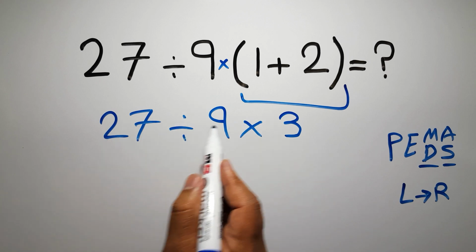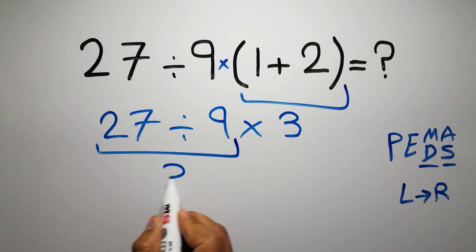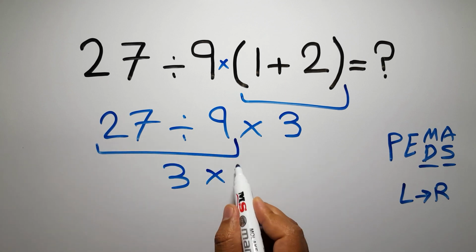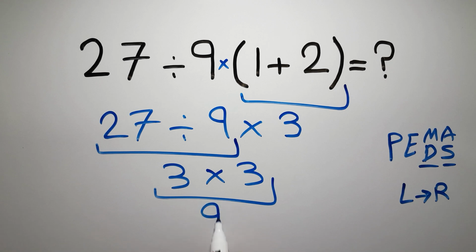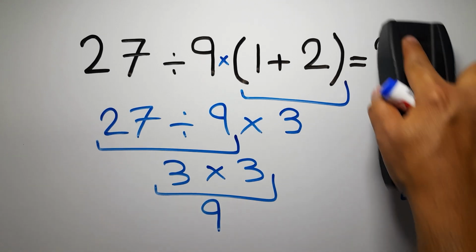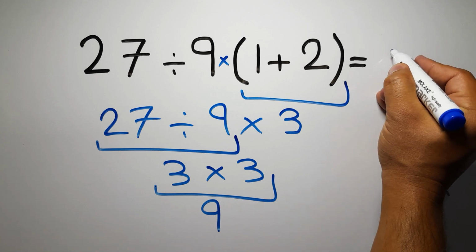Okay, 27 divided by 9 gives us 3. So 3 times 3, which gives us 9. And this is our final answer to this problem. The correct answer is 9.